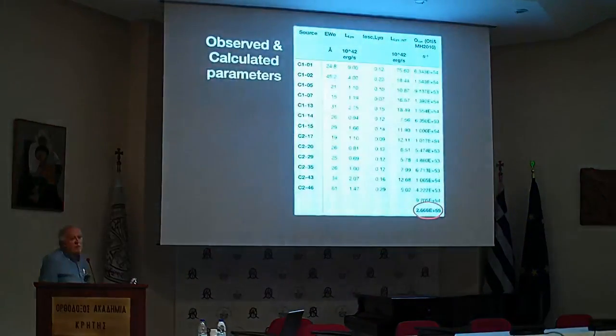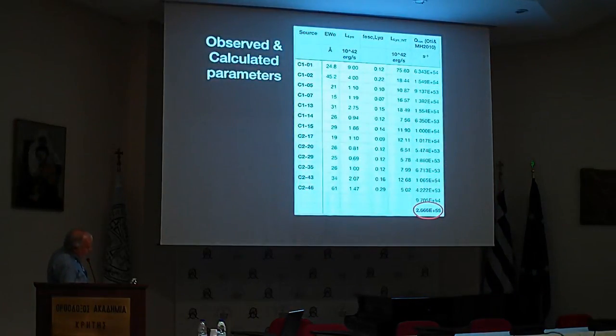So this is the table with the observed parameters, the integrated Lyman alpha luminosity in the last but one column, and the number of ionizing photons. The number that is circled at the bottom is the total ionizing flux in that protocluster. I can explain how I arrived at this number, but in order to be brief, I'll keep on.